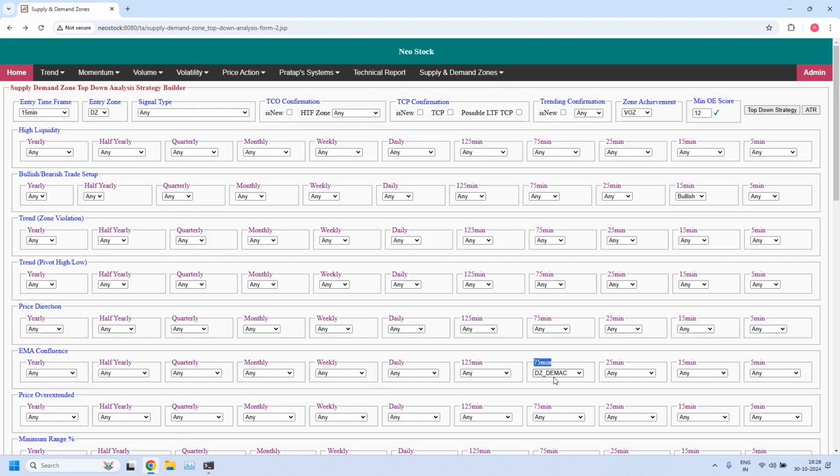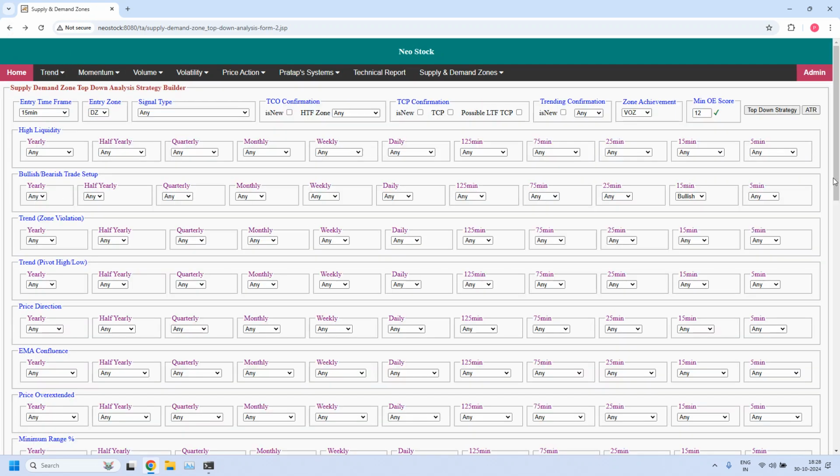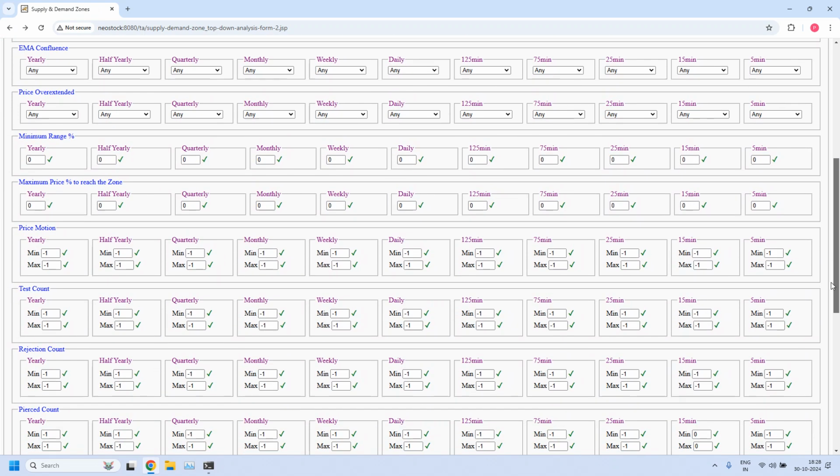Okay, fine. Next, let's look for LTF, ITF, HTF confluence. Earlier, with LTF and ITF confluence, we got 2 stocks. Out of these 2, is any stock having even HTF confluence? Let's verify.